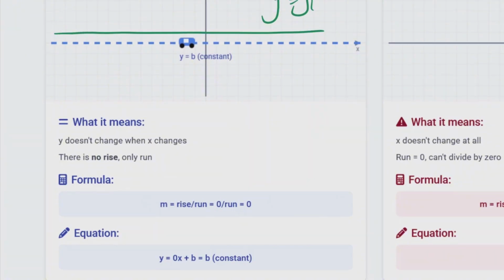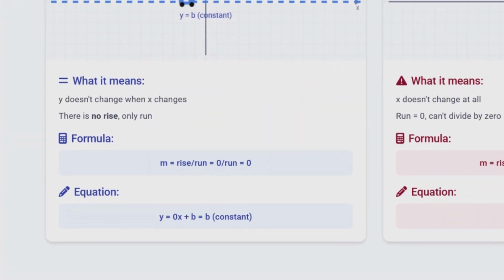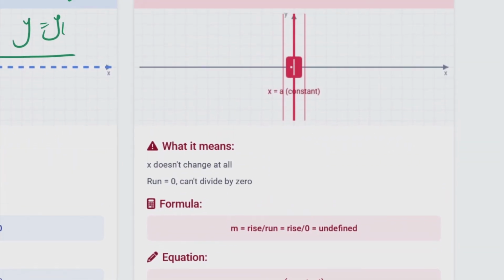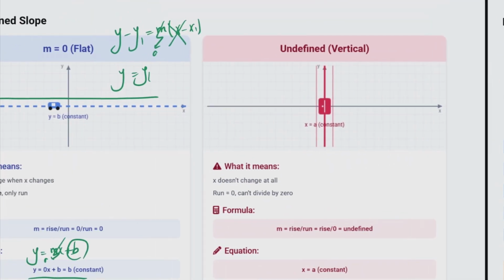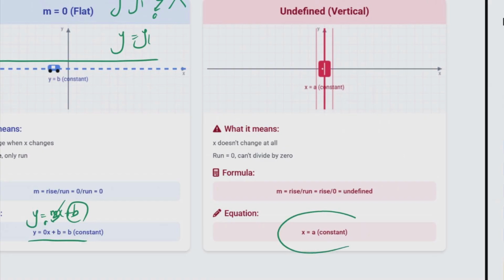And again, in the formula y equals mx plus b, since your m is 0, your y is going to be a constant number. On the other hand, we do have the undefined one. It means that x is not going to change at all. If x changes, it is going to be so fast for y, which is not going to be usable for us. The equation itself is just x equals a. It means that x is just a constant number.